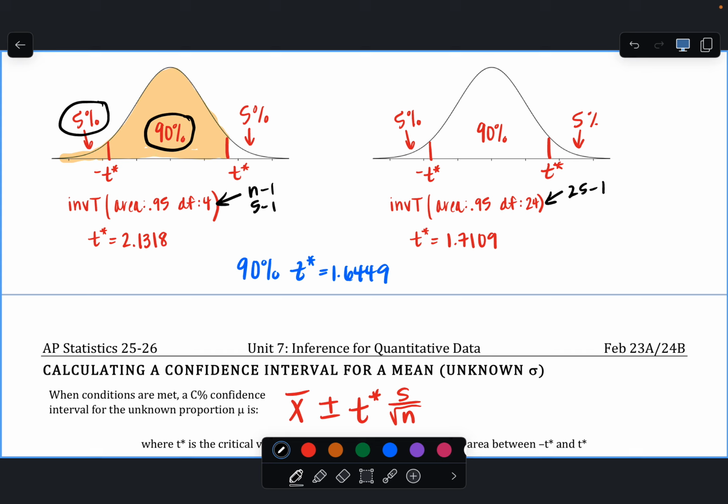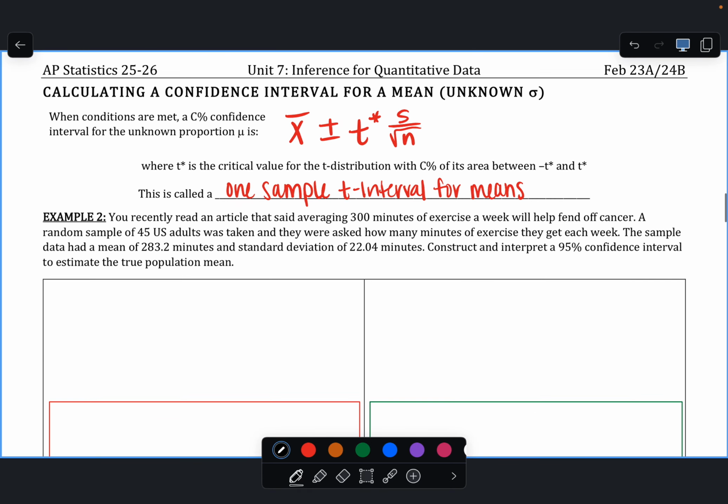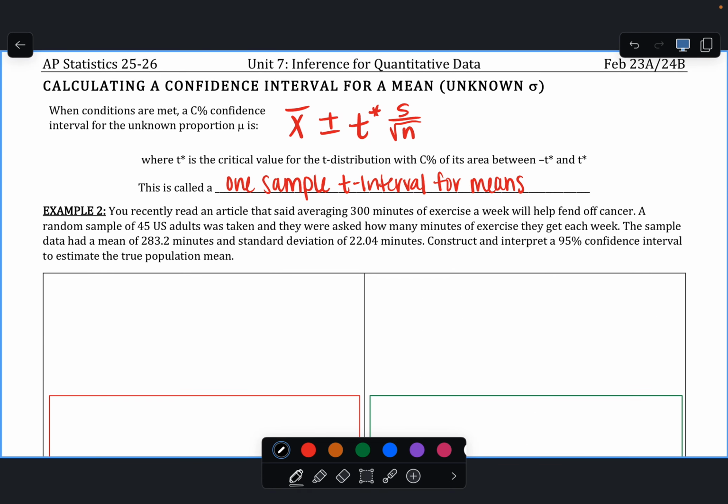In the perfect world, you're going to remember to find a t-star using inverse t, but that's the worst case scenario. If you don't remember how to do it, you can always substitute it in. Most likely you guys are doing this in your calculator anyway, but if you had to, that is where it's coming from. Okay, now, going into this idea that we have to use a t-star, the formula changes slightly.